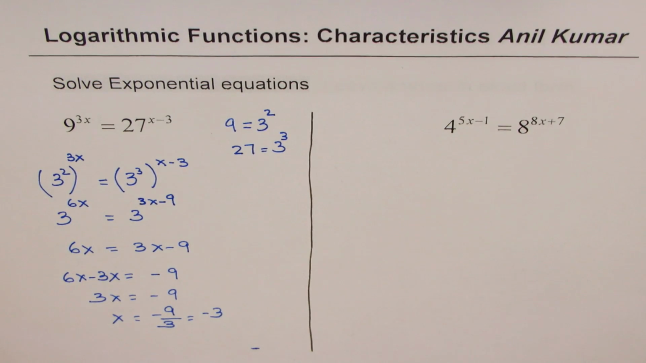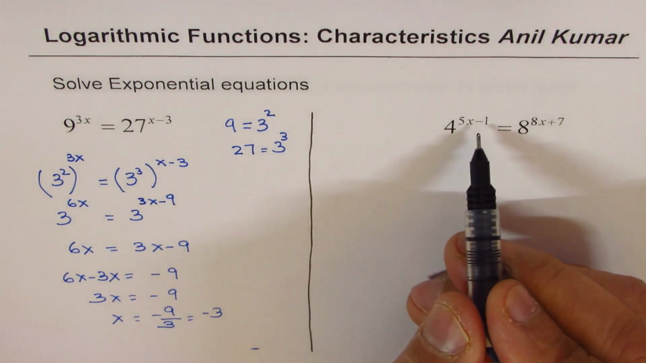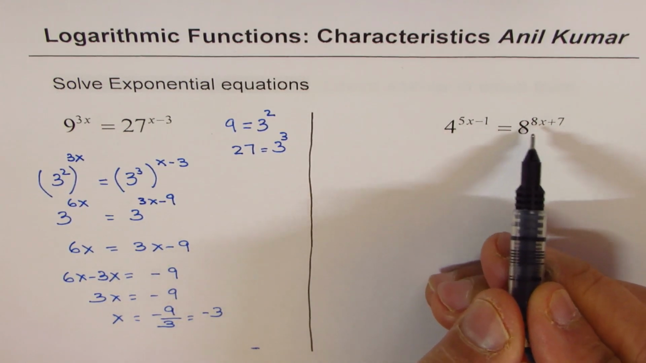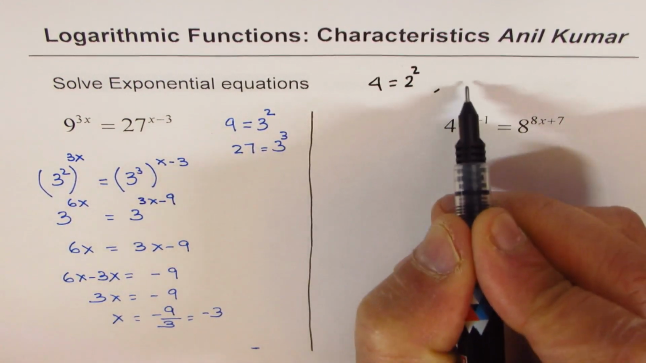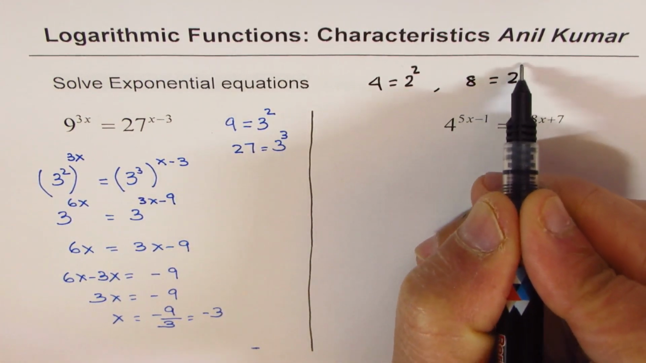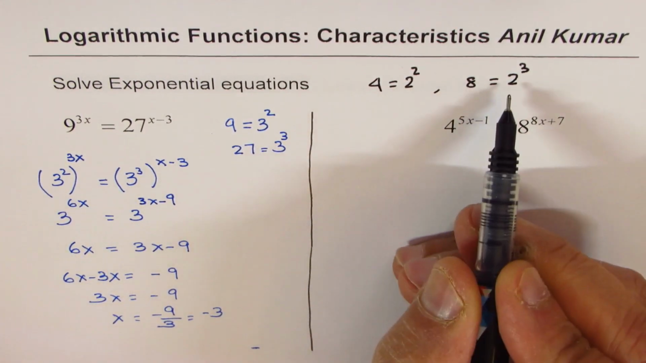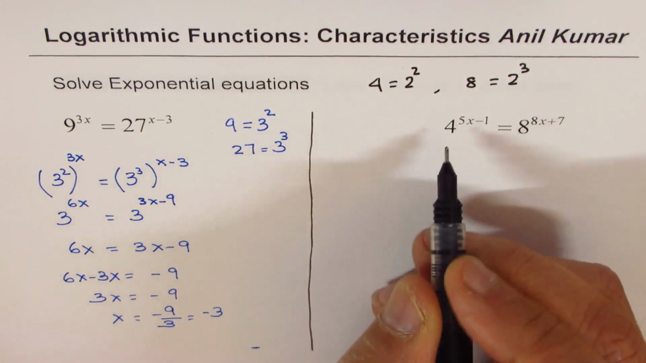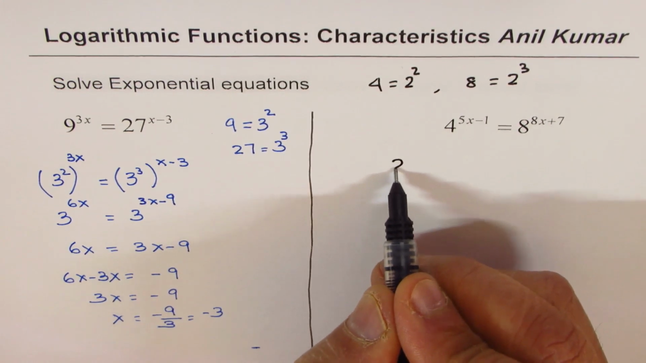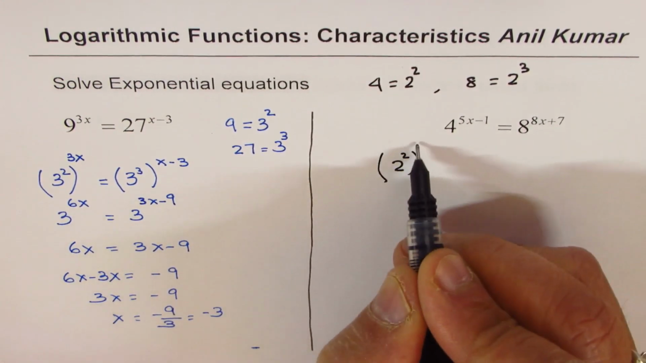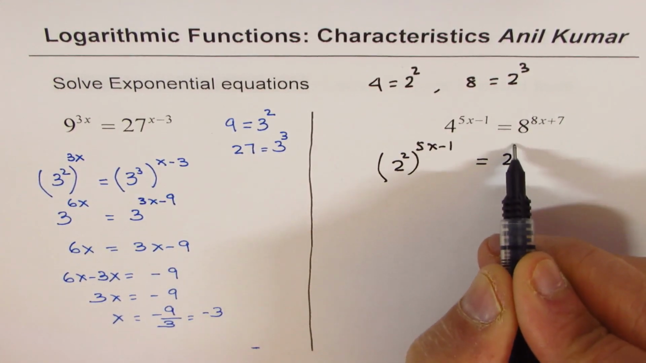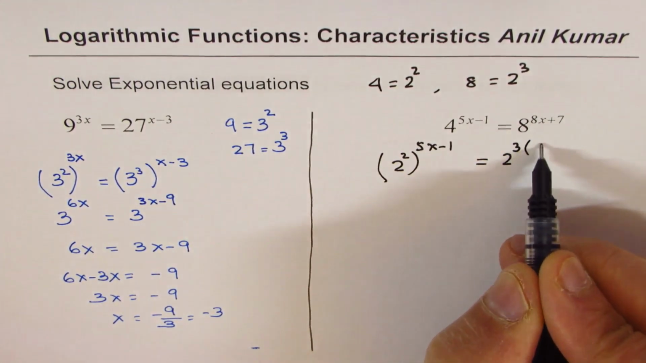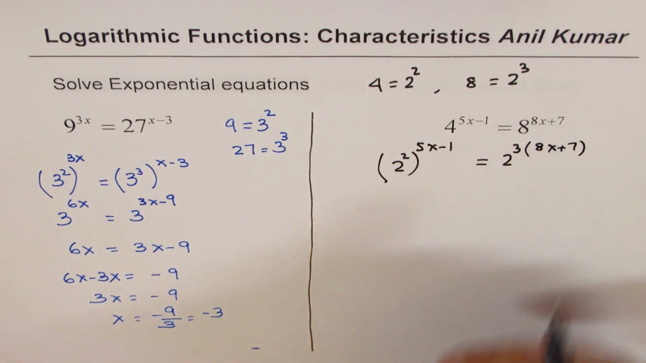Now in this equation, we are given 4 to the power of 5x minus 1 equals to 8 to the power of 8x plus 7. Now I can write 4 as 2 squared, and I can write 8 as 2 cubed. So by doing so, we'll have the same base for both the sides. So let me rewrite 4 as 2 squared, and then to the power of 5x minus 1 equals to 8 is 2 cubed, then to the power of 8x plus 7, correct?